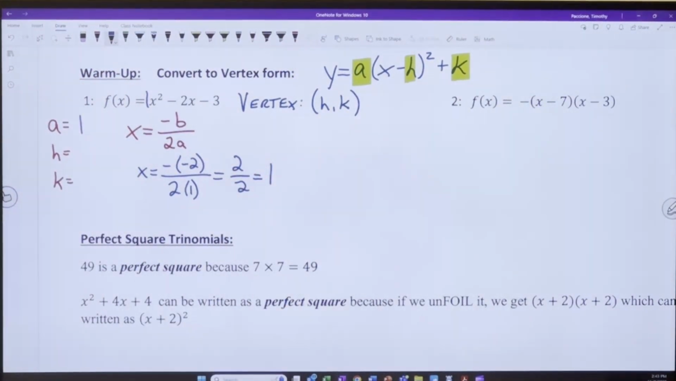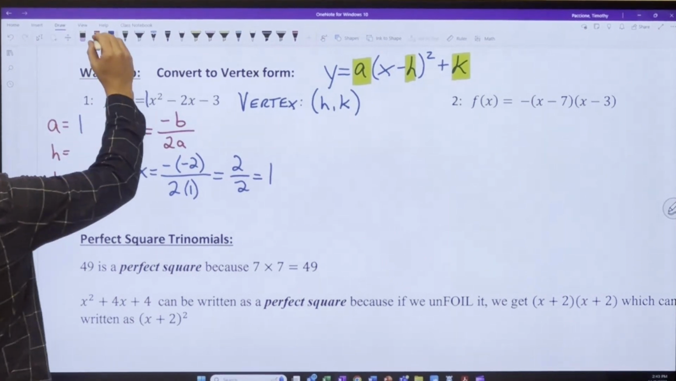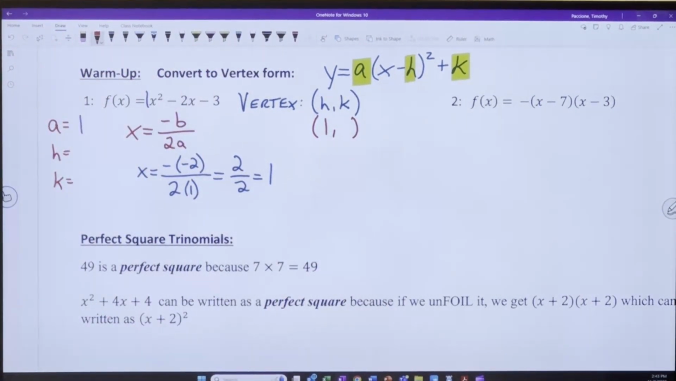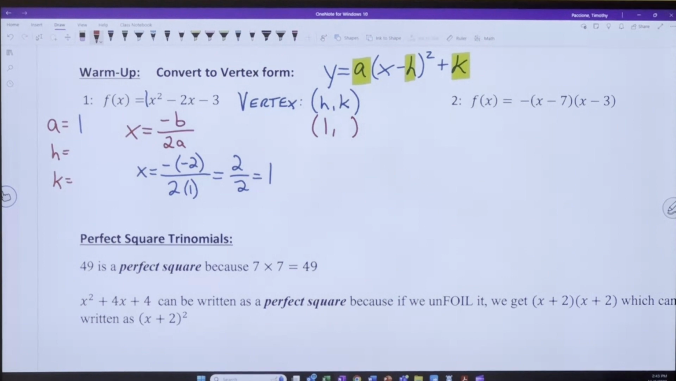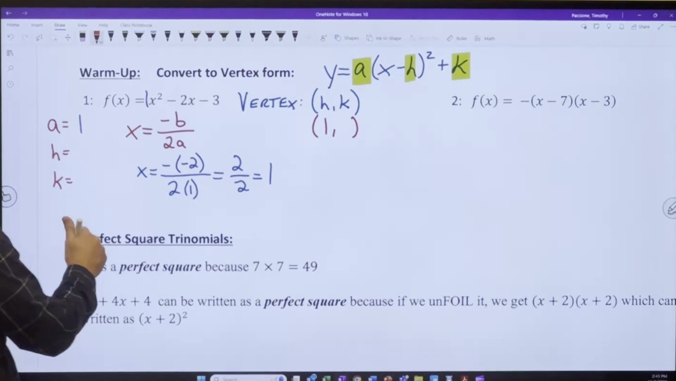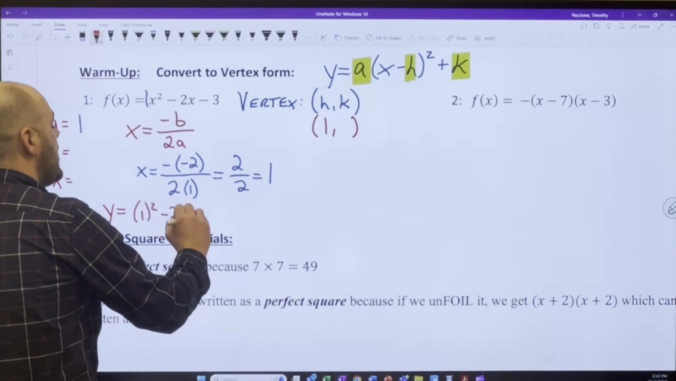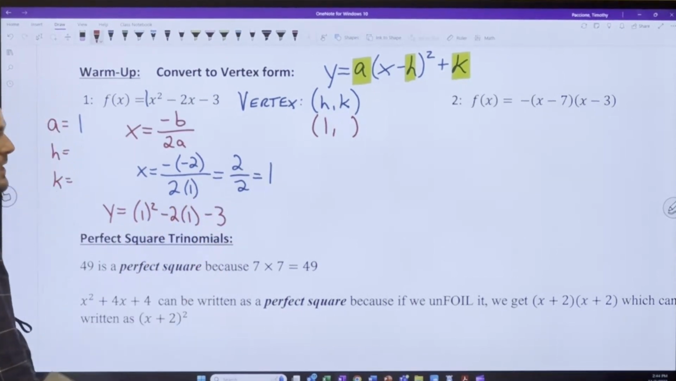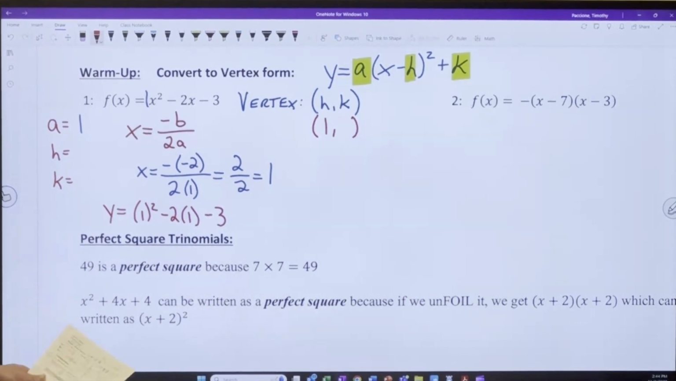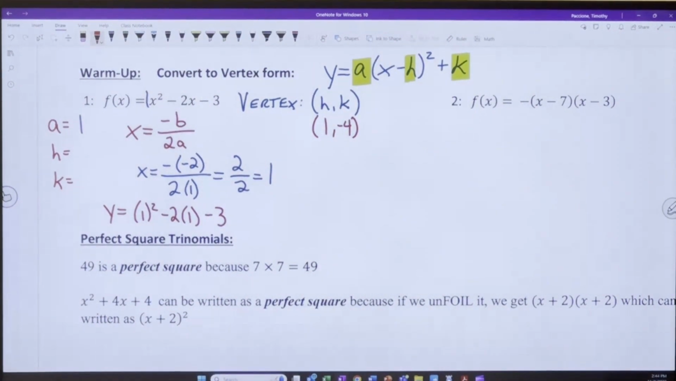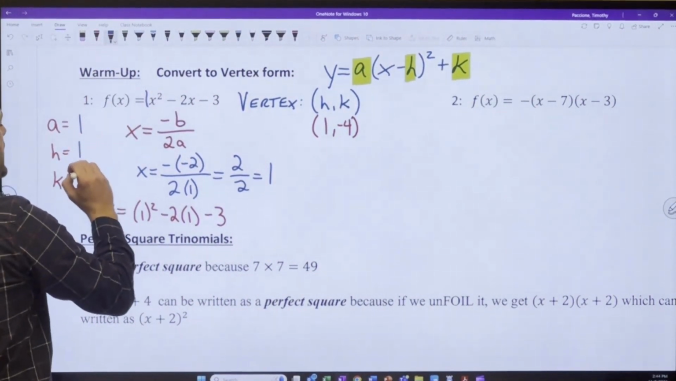So what did I just find? The x of my vertex. So I know I got 1 something. When I have 1 something, what do I do to find the other something? The y. You have to plug it in. So y equals 1 squared minus 2 times 1 minus 3. I just do that math either in a calculator or by hand, and I would find negative 4. So that's my h and that's my k. I have 1 and negative 4.